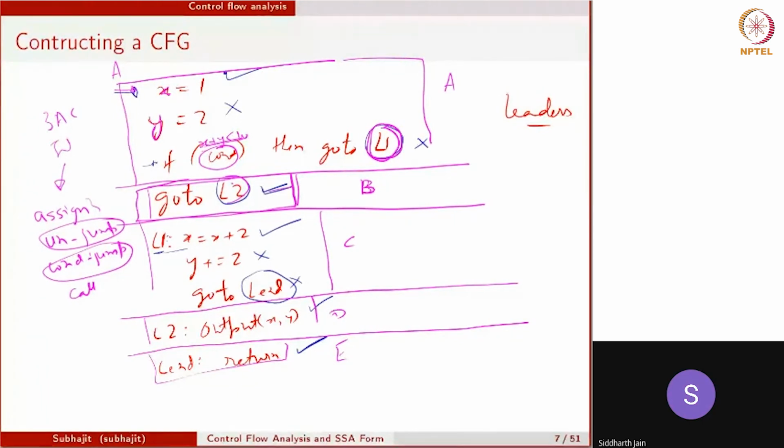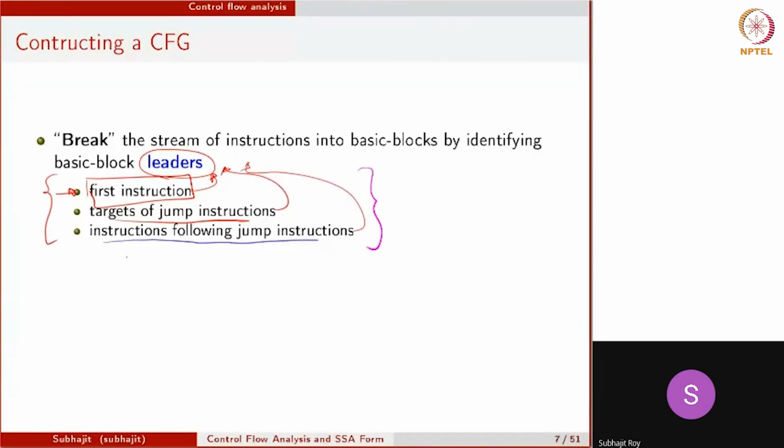So I have a follow-up question. Suppose that for the if condition we set it to 0, so that it will not be taken anytime. Then still in the CFG there will be this C node where we will jump to L1. Very good question. So if you have something like if false, then go to.